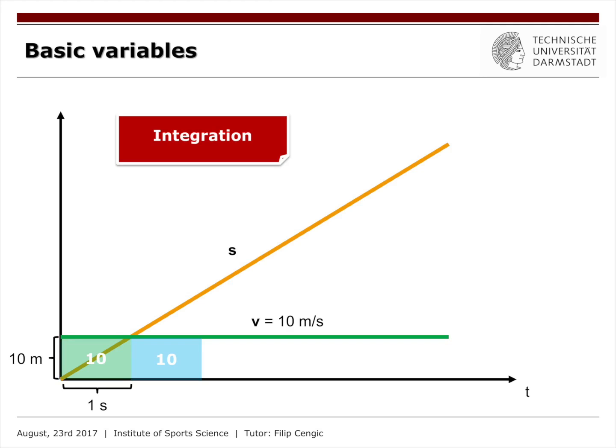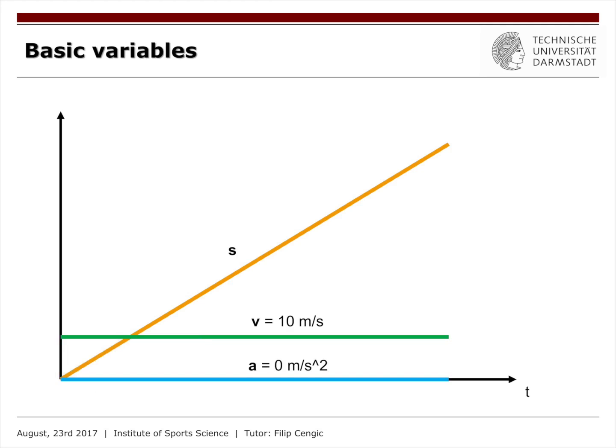Now, how does the acceleration curve look like? It is 0, because velocity doesn't change. Regarding the velocity curve, there is no slope or gradient.